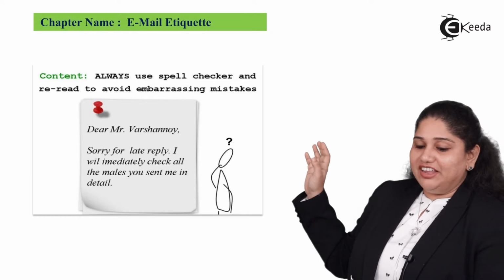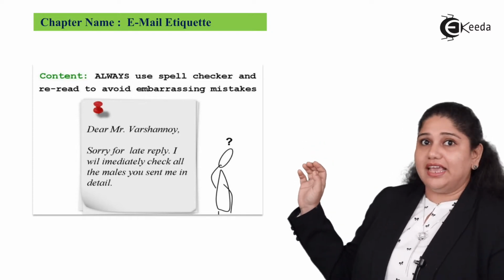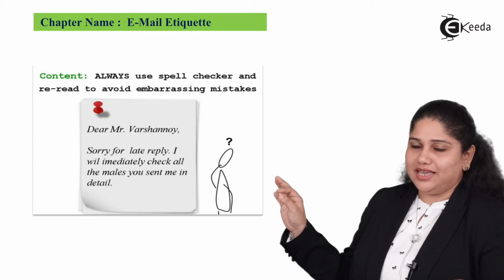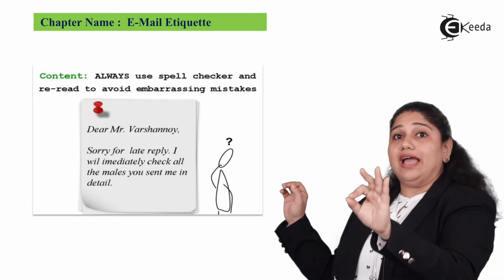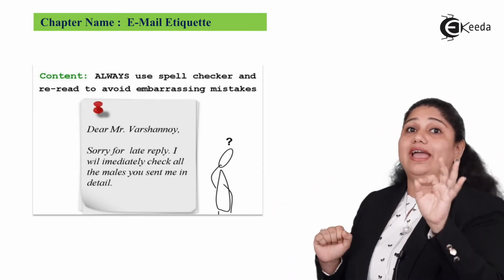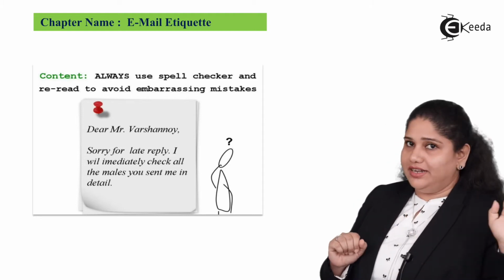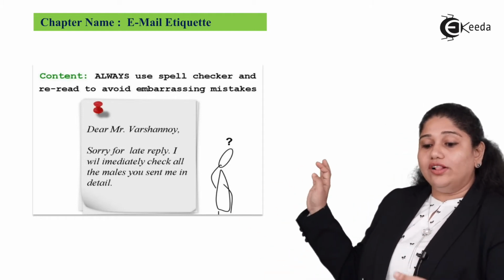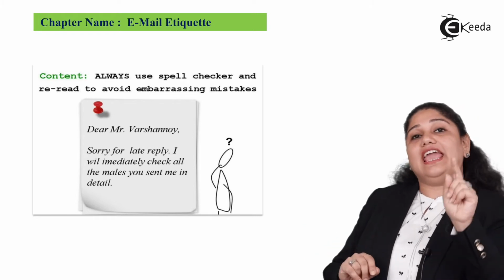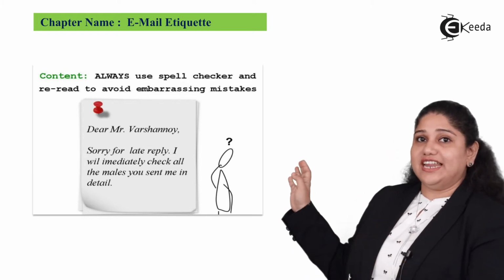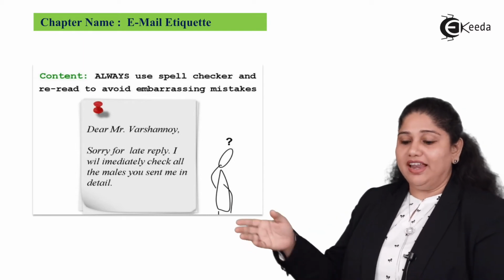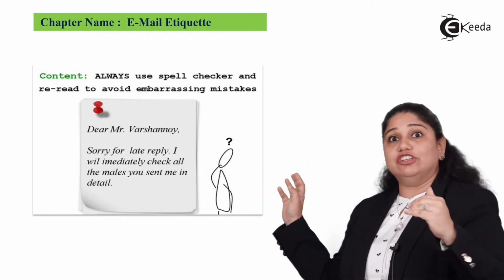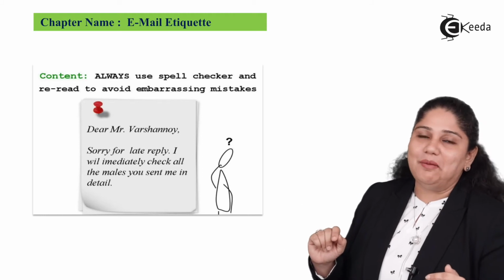So here, if you see properly, there is a spelling mistake and a big grammar mistake. If you see "I will," that's WILL, and it's written WIL. So this is one blunder that he's made already. He says check all the mails. Instead of writing MAILS, he's written MALES, which means male, the gender male. And he's saying now I'll check them in detail.